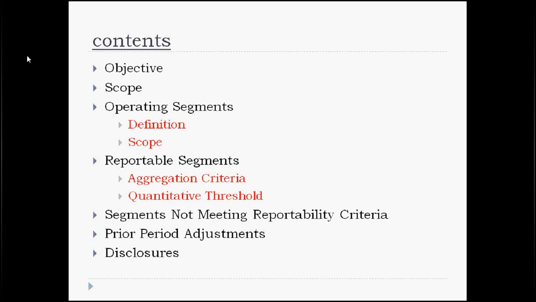So we'll see the objective, scope, what operating segment means, and what reportable segments are, the aggregation criteria and the quantitative threshold. What if the segments are not meeting the reportability criteria? They will be considered as other operating segments. How to deal with prior period adjustments?